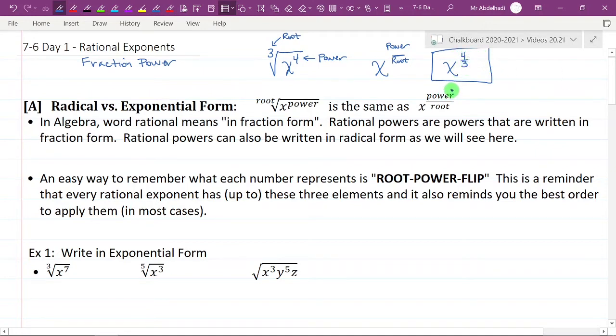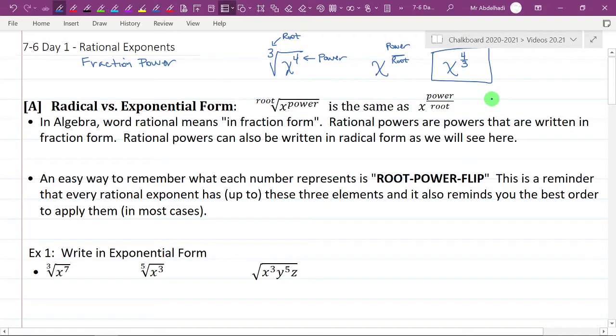Now, an easy way to remember that is the root of a tree is at the bottom of the tree, right? It's not on the top of the tree. So the root of something tends to be at the bottom. And, well, as sometimes in life, power is on top. So anyway, okay, a little dark there, but the root is the bottom number, power is the top, and that creates a fraction, which is your rational exponent.